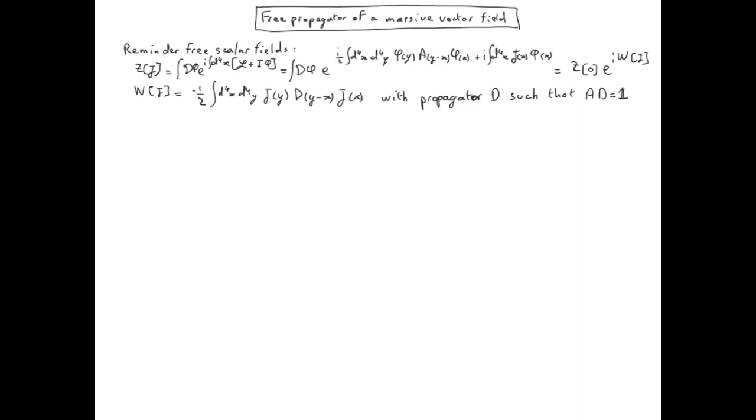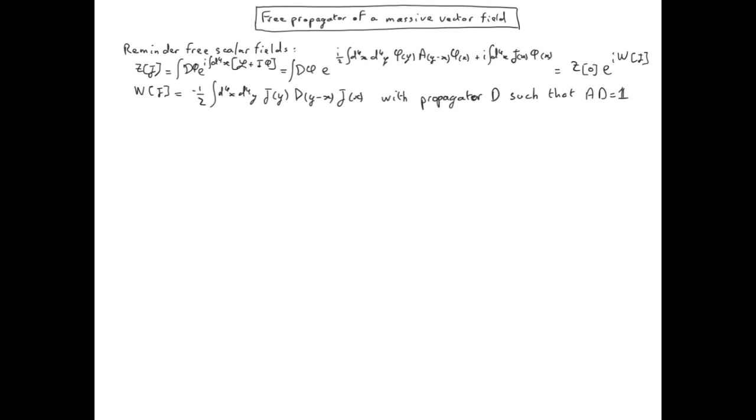We saw in the case of free scalar fields that we could write the path integral in the form of a Gaussian path integral, which we can then solve exactly. So we are going to do the same now in the case of our free vector fields. In particular, we will focus on obtaining the free propagator for vector fields, which will tell us how efficiently a disturbance of the field propagates.